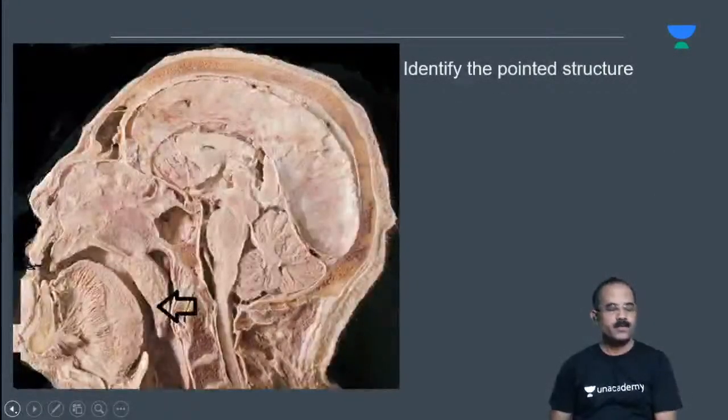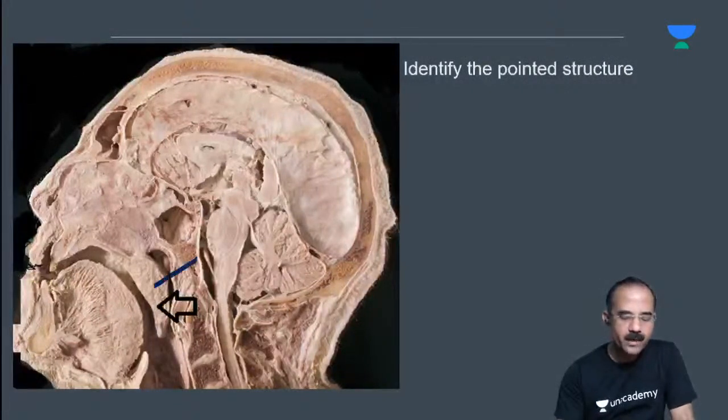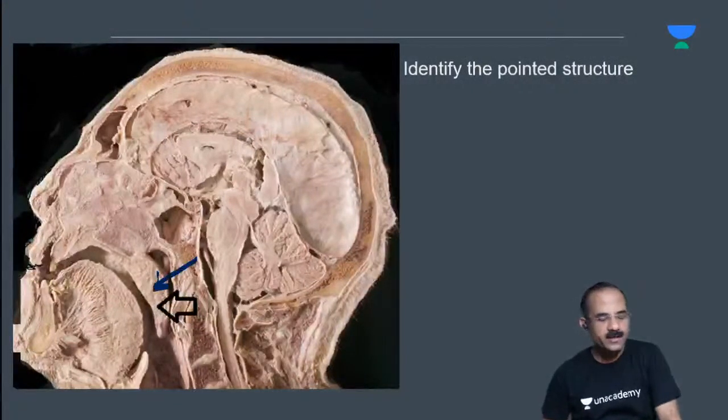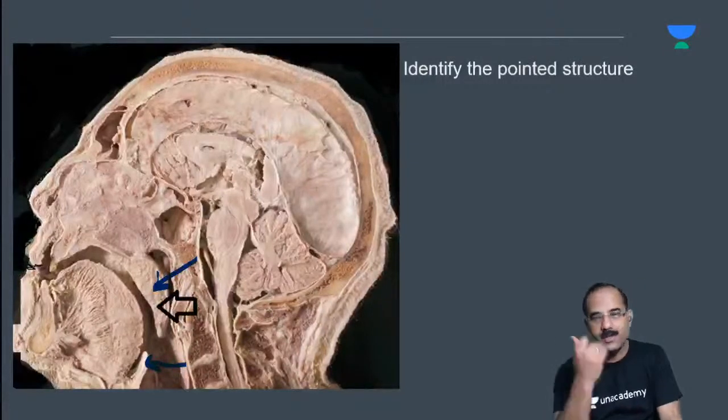So what is this pointed structure? This is the soft palate. It is not the epiglottis. The epiglottis is this. The epiglottis is behind the tongue.